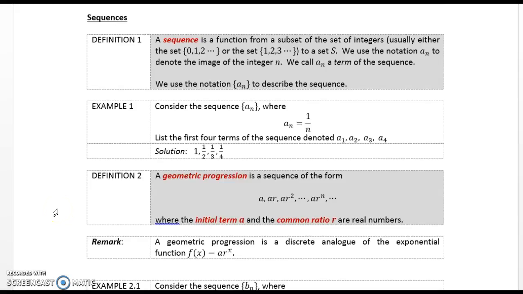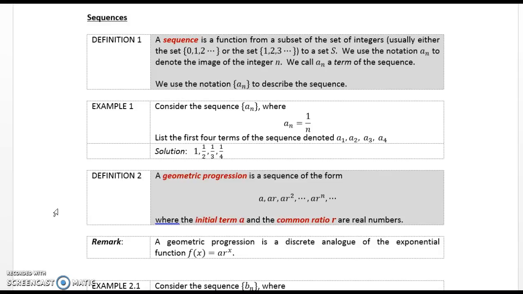Sequences. Definition 1. A sequence is a function from a subset of the set of integers, usually either the set {0, 1, 2, ...} or the set {1, 2, 3, ...}, to a set S. We use the notation a_n to denote the image of the integer n. We call a_n a term in the sequence. We use the notation {a_n} to describe the sequence.